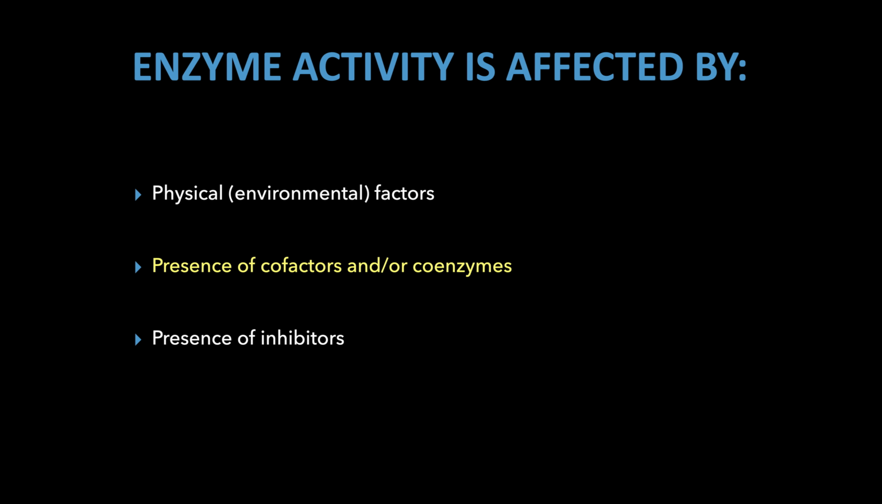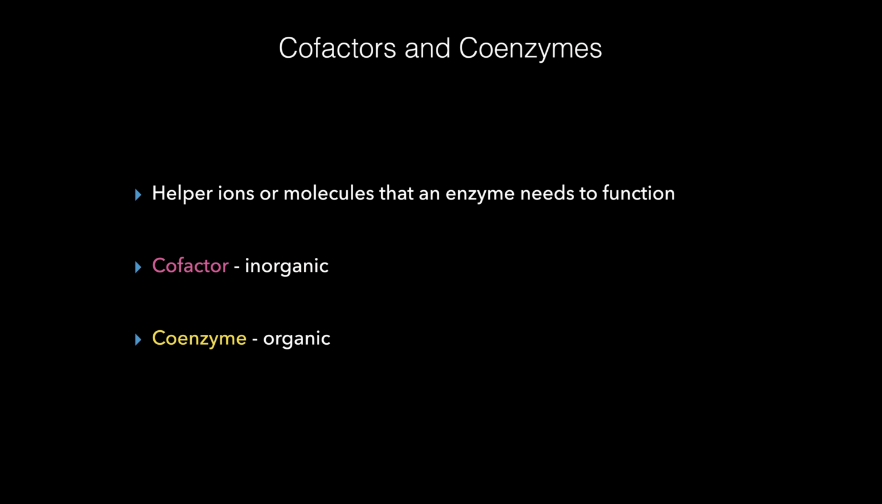Okay. Let's move on to our second factor, another way to affect enzyme function. This is the presence of cofactors and coenzymes. Cofactors and coenzymes are molecules or ions that an enzyme needs in order to function correctly. They can be inorganic, such as metal ions, for example, magnesium, nickel, iron, manganese, and zinc are all necessary cofactors for certain enzymes. These helper molecules can also be organic, and we're going to call these organic molecules coenzymes.